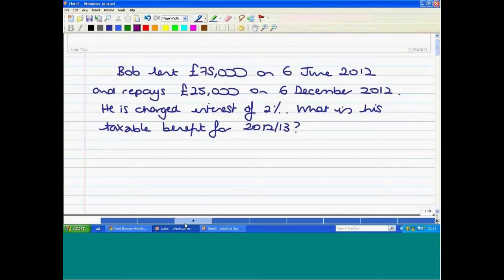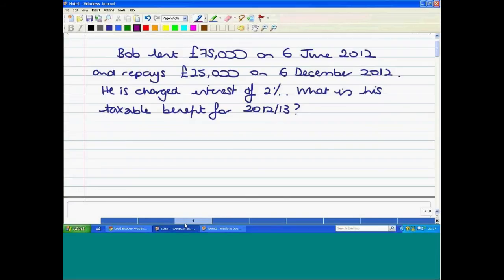So if Bob was lent $75,000 on the 6th of June 2012, so partway through a tax year, he then repays $25,000 on the 6th of December 2012. He's charged interest of 2%, so again, it's not an interest-free loan, so we're going to have to take that into consideration. And we need to calculate his taxable benefit for the 2012-13 tax year.